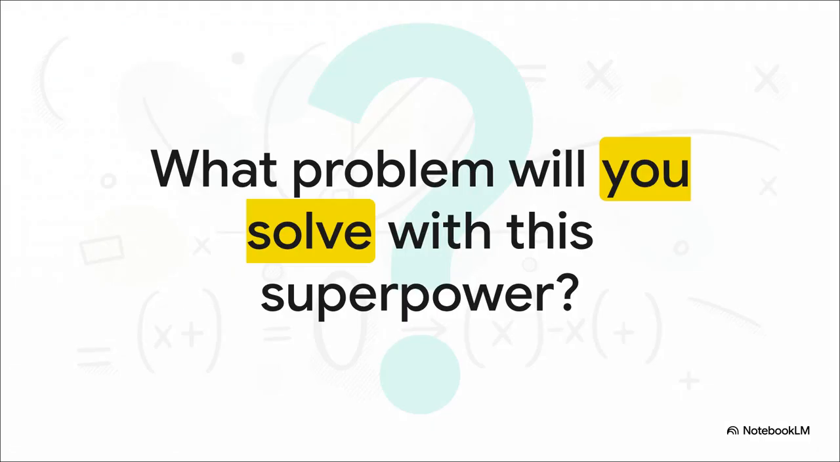So, we've unlocked the strategy. We've learned how to avoid the common traps, and we even applied it to a real-world problem. You now have this skill in your toolkit. So the only question left is, what problems are you going to solve with this superpower?